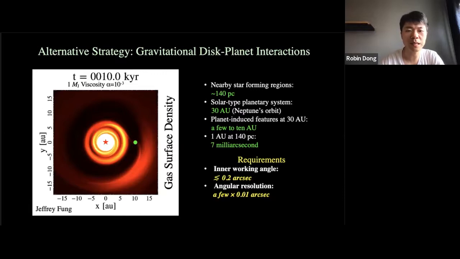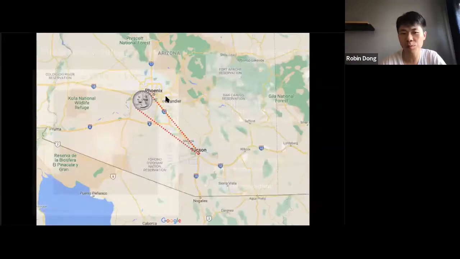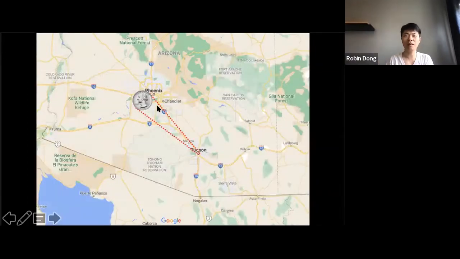First, we need an inner working angle no bigger than 0.2 arcsecond. This is to say we need to be sensitive to what's going on close to the star. And secondly, we need an angular resolution of a few tens of milliarcsecond. This is needed because we need to resolve those structures. This angle is very small. How small is it? It's about the size of a quarter if we put it in Phoenix and try to look at it from Tucson.